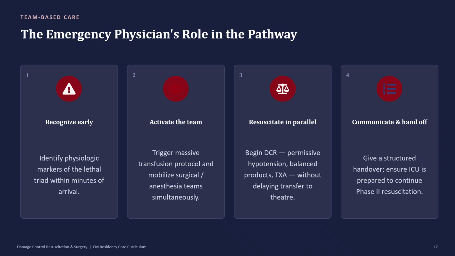What is the role of the emergency physician in the DCR DCS pathway? Our role is mainly recognizing early patients who are in need of DCS or DCR, identifying physiologic markers of the lethal triad within minutes of arrival, activating the team, triggering the massive transfusion protocol, and mobilizing surgical and anesthesia teams simultaneously. Resuscitate in parallel, begin DCR, permissive hypotension, balanced blood products, and adjuncts like tranexamic acid without delaying transfer to the theatre. Communicate effectively and hand off the patient to the ICU. Give a structured handover, ensure the ICU is prepared to continue phase 2 resuscitation.